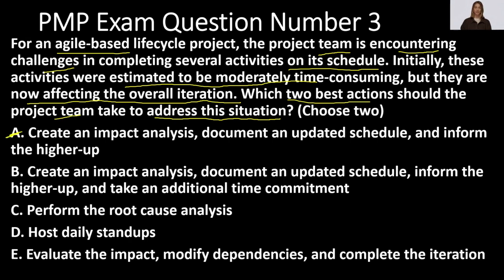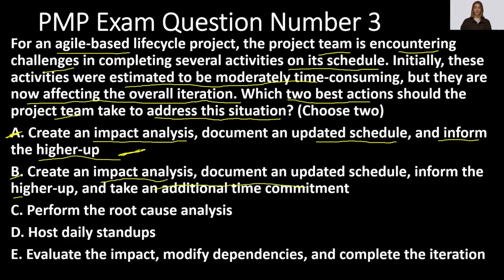Option A suggests that the project team should create an impact analysis, document an updated schedule, and inform higher-ups. This is a reactive approach, so let's set this option aside and review the remaining ones. Option B is similar to option A, but it also states that the project team should commit to additional time. This is also a reactive approach.